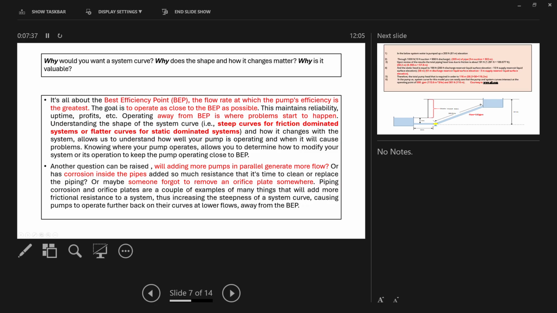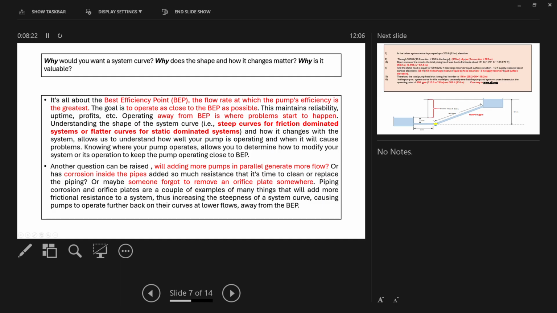So what is the importance of the system resistance curve? Suppose the pump is running. If you know the system resistance curve, you come to know which point it is running at. I have already told you, if there is no elevation difference, then it is called a steep curve, friction dominated. If there is a static head, then it is a static dominated system resistance curve. Anyhow, the pump will be running where the system resistance curve and the performance curve intersect. That will be your running point.